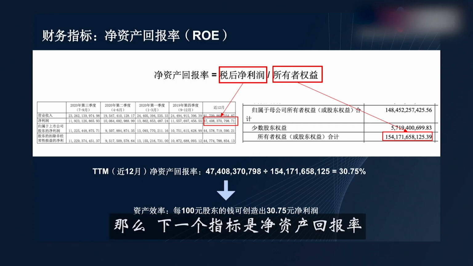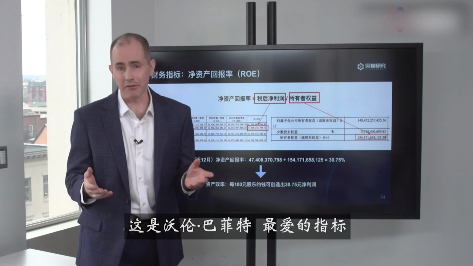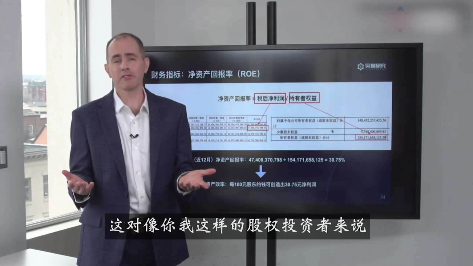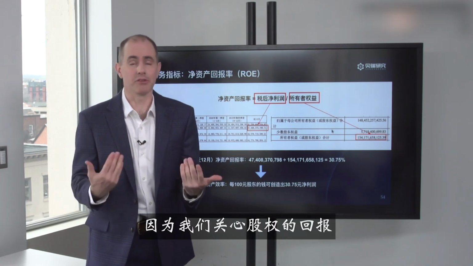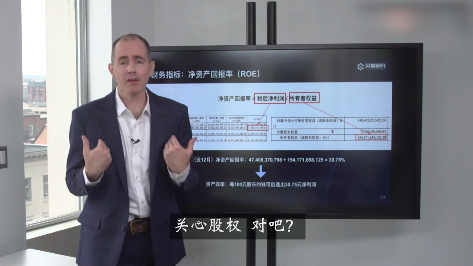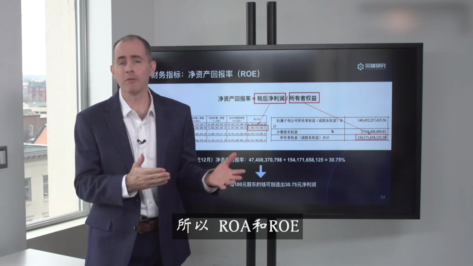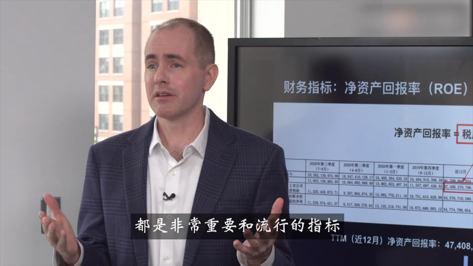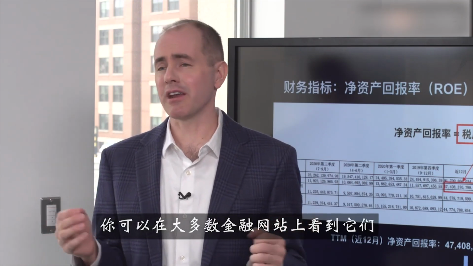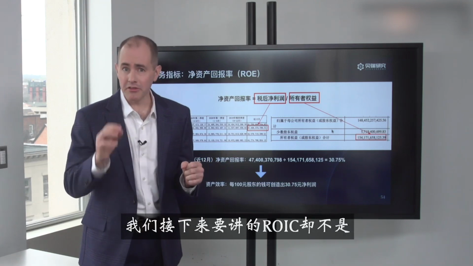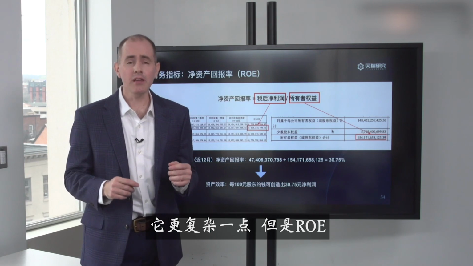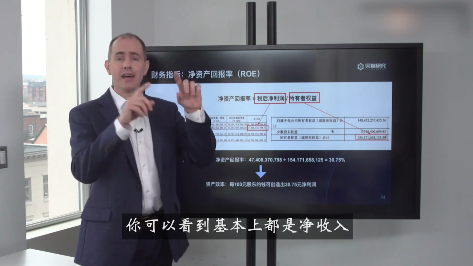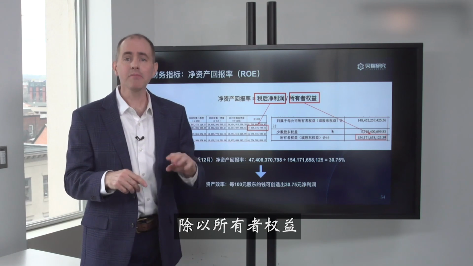Okay, next metric is return on equity. I'll tell you in advance, this is Warren Buffett's favorite metric, and it makes the most sense logically for equity investors like you and me, because we care about the return to equity, because we're equity. ROA and ROE, by the way, are very prominent, popular metrics. You can go on most financial websites and see them. ROIC, which we'll get to next, is not. It's a little bit more complicated. But ROE is basically net income divided by equity.